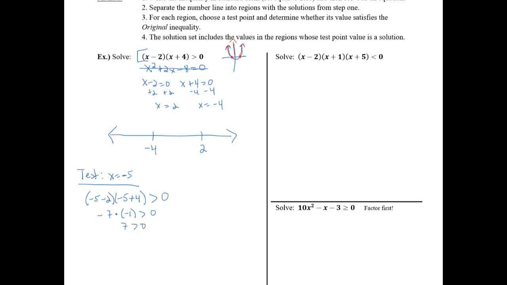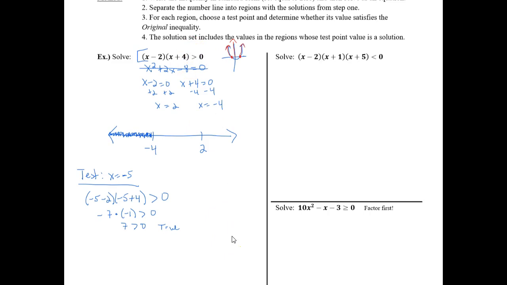Is 7 greater than 0? That's true. If it's true, I shade that region. So this is going to be part of my solution set. And I'm going to not include the -4 because this was strictly greater than 0. It doesn't say equals 0, it says greater than 0.